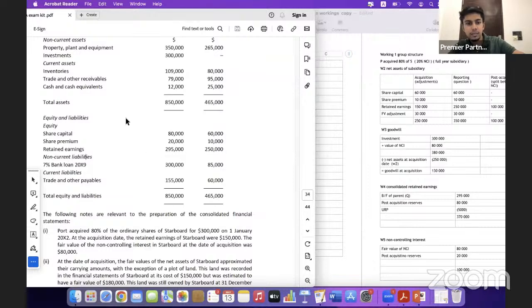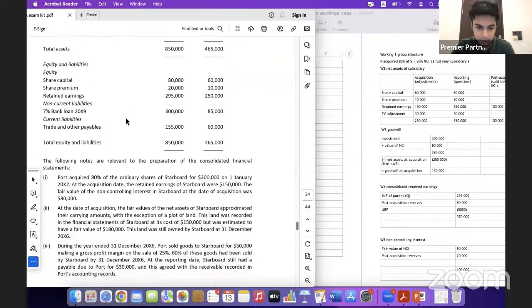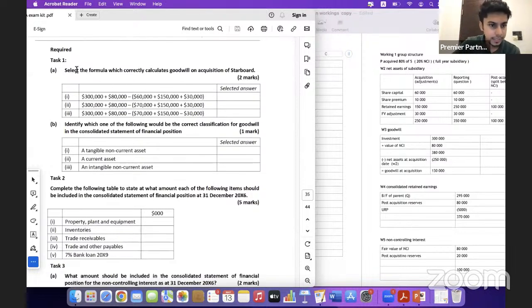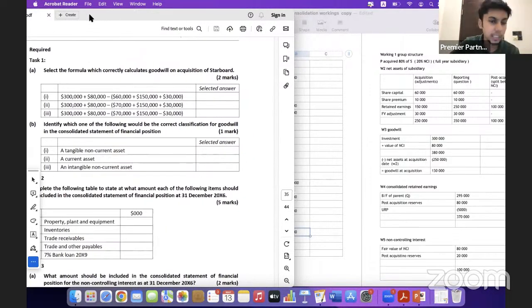Okay, now, guys, let's check and see what are the options that we have to answer the question. Look at the first thing, what they're asking. Select the formula which correctly calculates goodwill. Now, in our paper, they are not asking goodwill, but they are asking the formula for calculating goodwill. To calculate goodwill, this is the formula I use. Can you, in your mind, select the correct answer for task number 1? To answer task number 1, they are asking what is the formula for goodwill.